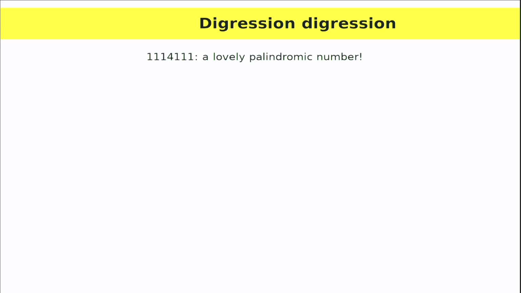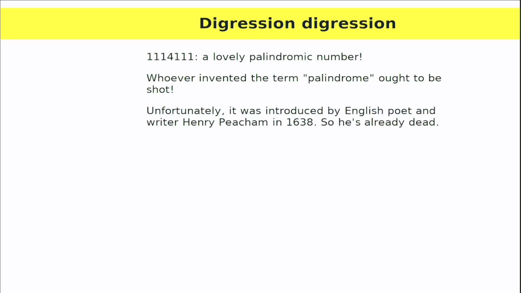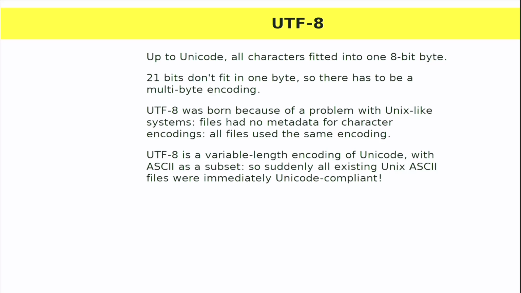This is a digression of my digression, by the way. It's a beautiful palindromic number, but I've always thought that whoever invented the term palindrome ought to be shot because it's clearly very badly designed. But unfortunately, I discovered yesterday that it was introduced by an English poet and writer, Henry Peacham, in 1638. So he's already dead, so we can't shoot him. But anyway, I have a proposal for a better word than palindrome, and that's word row. I mean, obvious, isn't it? That's the end of my digression, back to the digression.